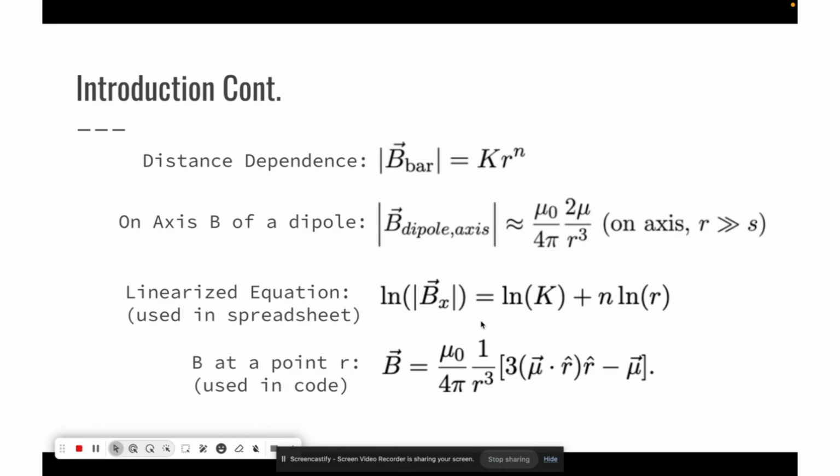And the B at a point r, the more accurate form of this formula, is the magnetic field B equals mu naught over 4 pi times 1 over r cubed times 3 times the dot product of mu vector and r hat times r hat, minus mu vector.